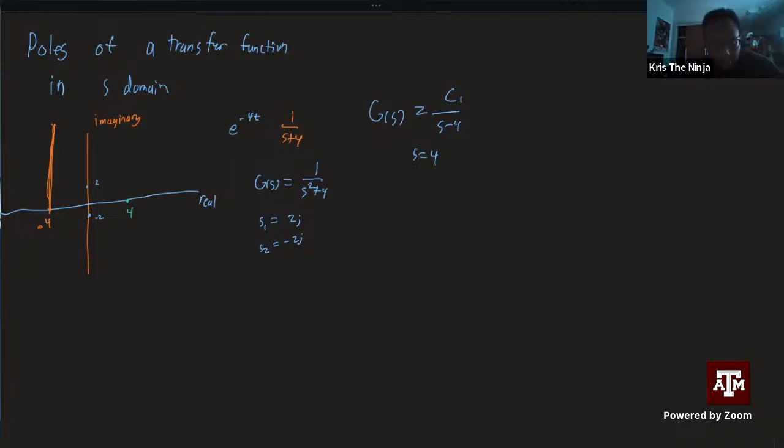And what ends up happening is we have our G of t equal to C1 times e to the minus 4t.